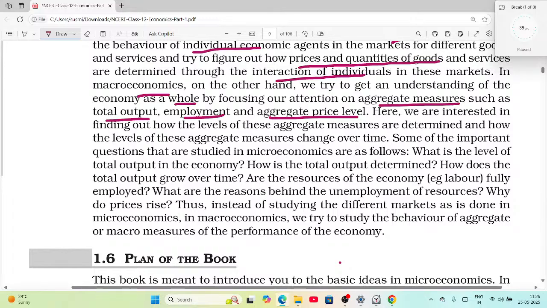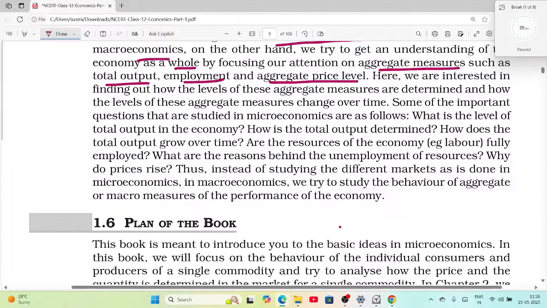Some of the important questions that are studied in macroeconomics are: What is the level of total output in the economy? How is the total output determined? How does the total output grow over time? Are the resources of the economy, for example labor, fully employed? What are the reasons behind the unemployment of resources? Why do prices rise?